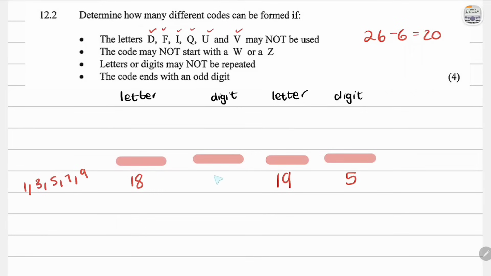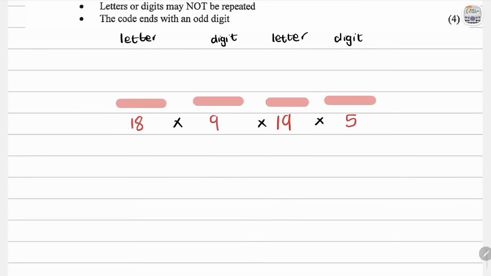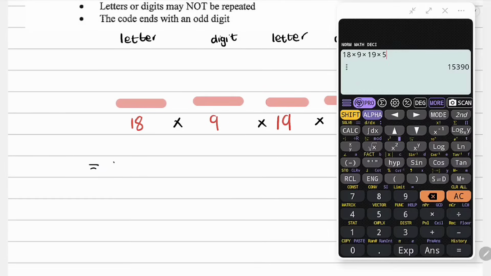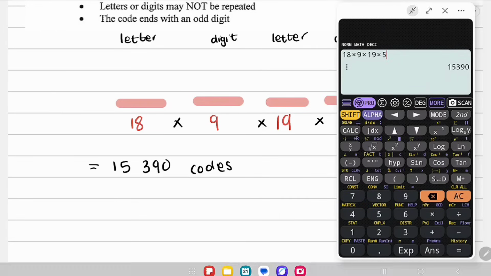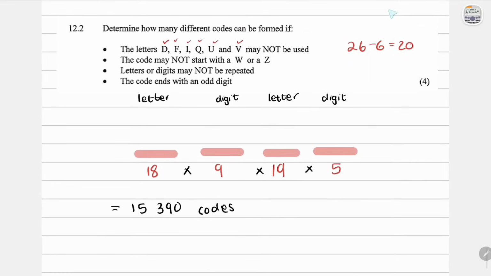Okay, and then let's look at this. This one didn't have any restrictions, meaning you would have been able to use 10 numbers here, but repetition is not allowed, so that leaves you down to 9 numbers. So we just have to multiply these, and that will be the total codes that we can make up. And so the answer is 15,390 codes. That's the amount of codes we can create with those restrictions. Okay, moving on to the next question.